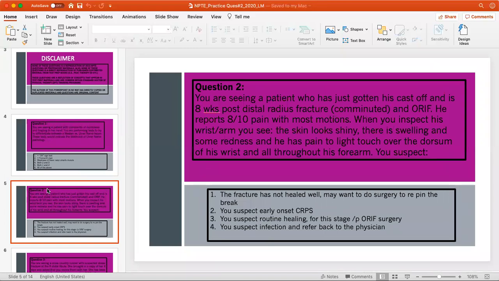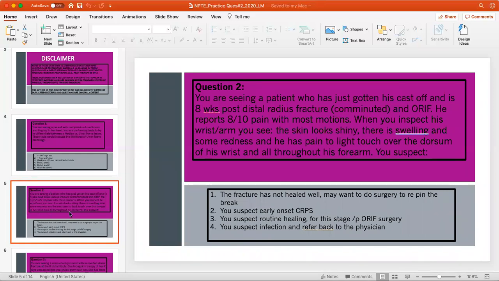Question number 2, you're seeing a patient who has just gotten his cast off and he's 8 weeks post distal radius fracture. So it's a comminuted radius fracture, had an ORIF, so fixation. He reports an 8 out of 10 pain with most motions. When you inspect his wrist and arm, you see that the skin looks shiny, there's swelling, some redness. He has pain to light touch over the dorsum of his wrist and all throughout his forearm.